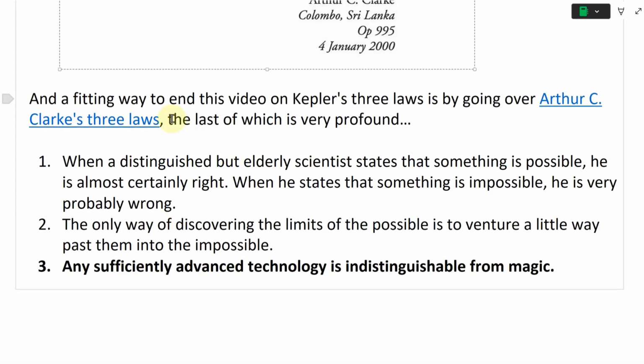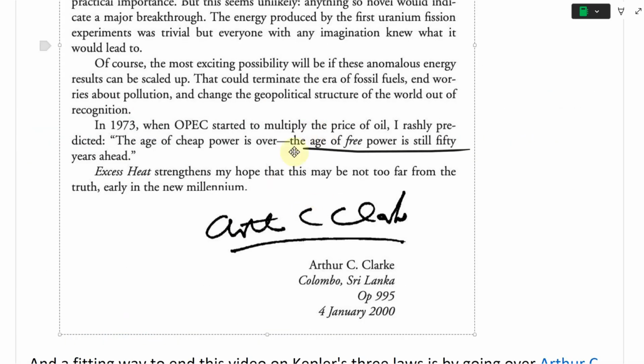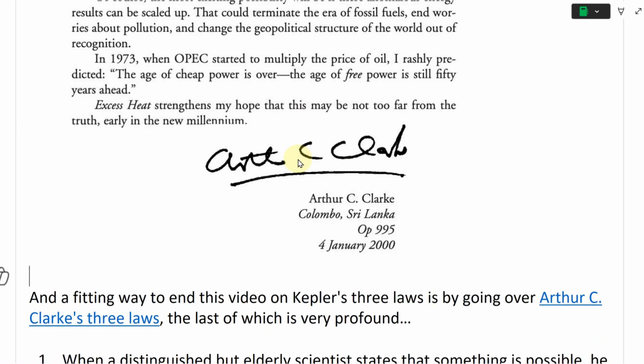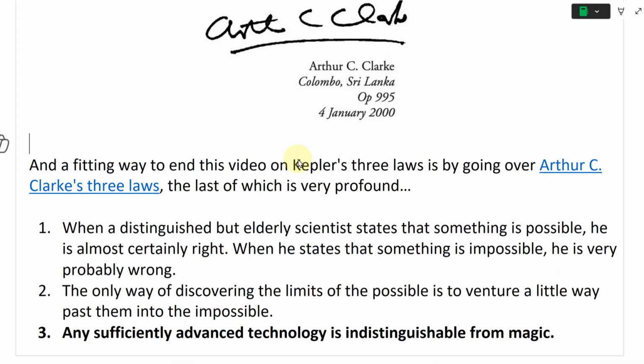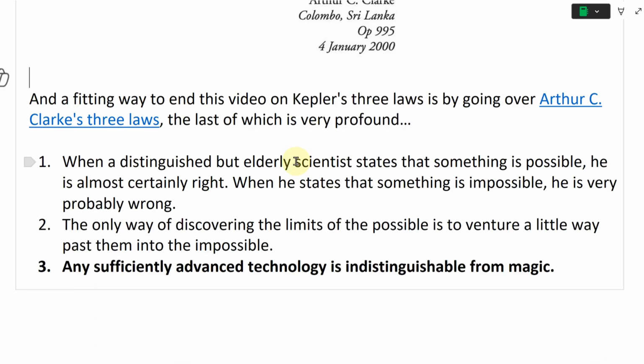And also the last of his laws is very, very profound, especially with his foreword on cold fusion, his interviews with ball lightning, globular lightning witnesses, and of course 2001: A Space Odyssey. And also 2010: Odyssey Two, which is the Europa moon and alien life and so on. That's pretty fascinating. So Law 1: When a distinguished but elderly scientist states that something is possible, he is almost certainly right. When he states that something is impossible, he is very probably wrong.